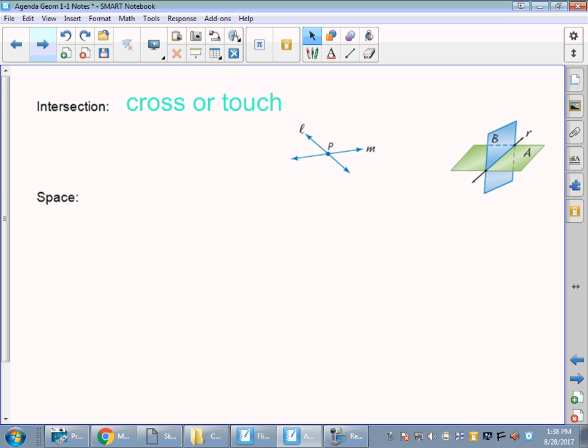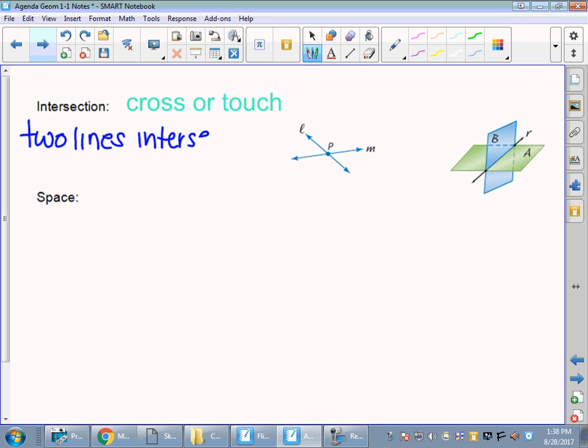There's really a couple important things. Look at lines L and M. Hopefully you spotted lines L and M. I'm going to write this down. When 2 lines intersect, at what? A point, a line, or a plane?